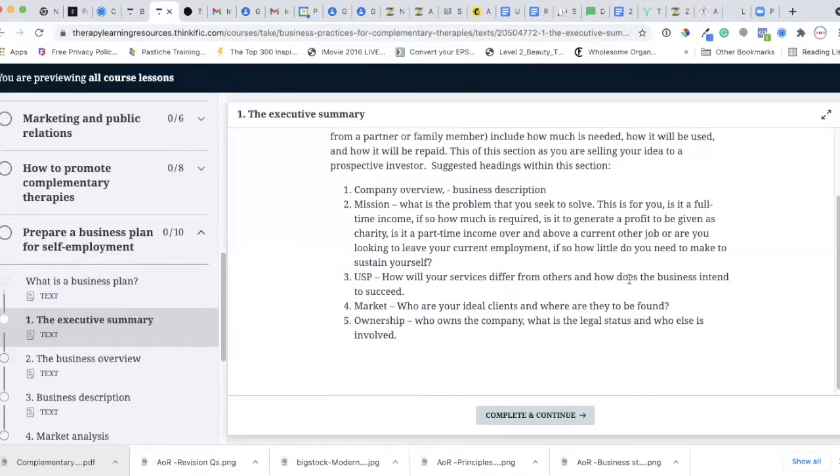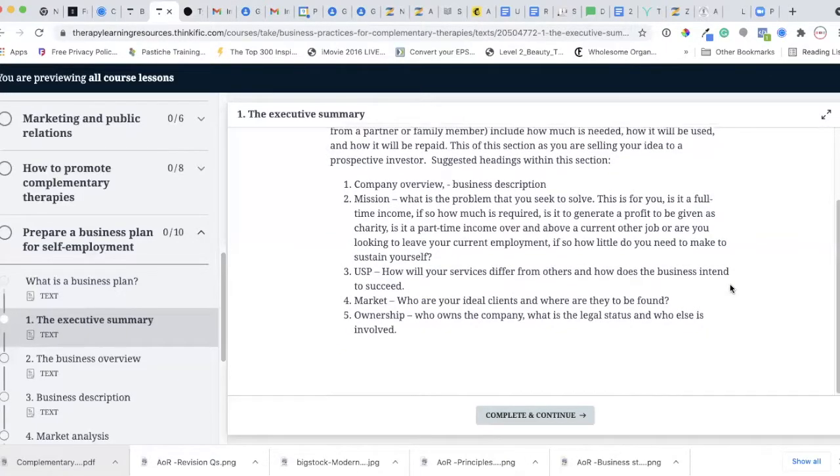Why is your service different? How is your business going to succeed in a very crowded marketplace? Who is your ideal client? Where are they? Where are you going to find them? And the ownership: who owns the company? What legal identity is it?